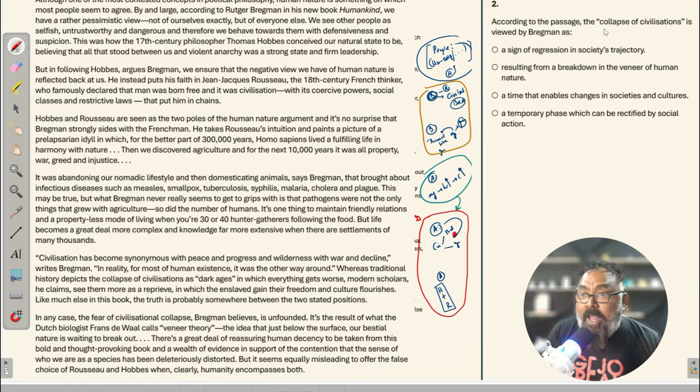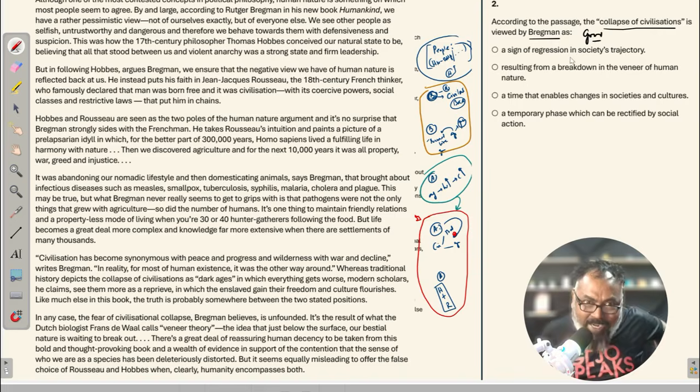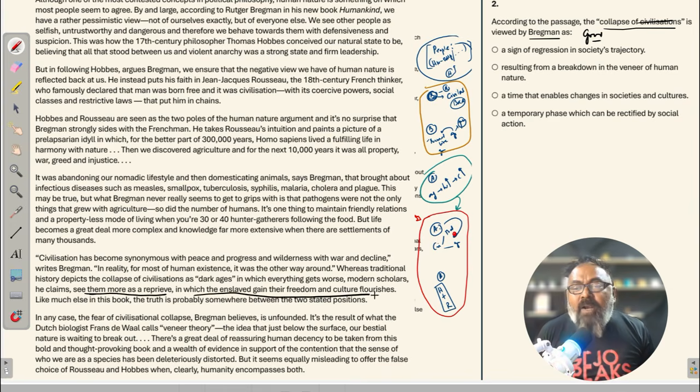According to the passage, the collapse of civilization is viewed by Bregman as bad. For Bregman, collapse of civilization, okay, sorry, it's good. I'm really sorry, I got excited. Civilization is bad, so for Bregman the collapse of civilization is great. I know where it is sort of mentioned. He claims it is a reprieve in which the enslaved gain their freedom and culture flourishes. Basically, we have to say something good.